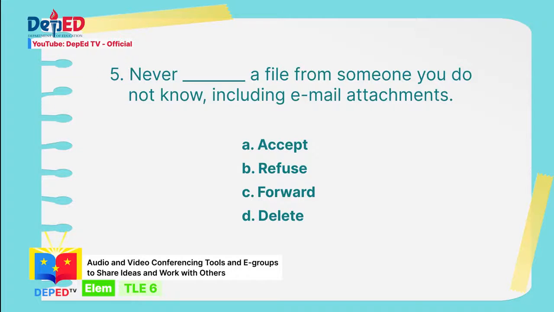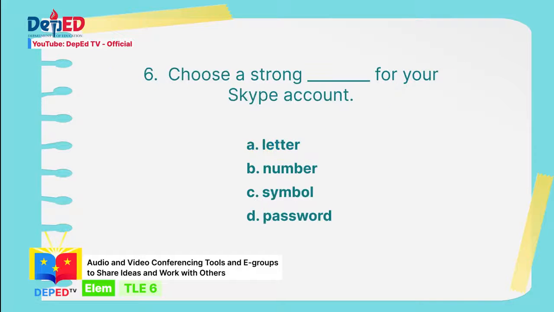Number 5, never blank a file from someone you do not know, including email attachments. Letter A, accept. Letter B, refuse. Letter C, forward. Letter D, delete. And the correct answer is letter A, accept.